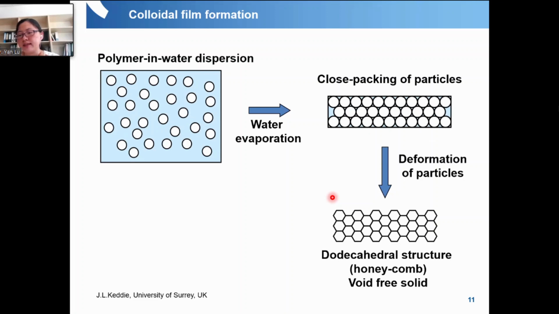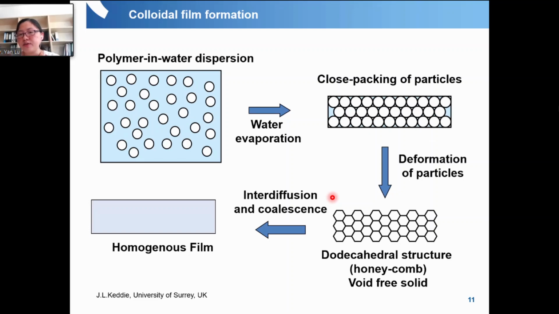Depends, of course, on the glass transition temperature of the polymers. If the glass transition temperature is lower, then you will have deformation of the particles. And also, if you have a lower glass transition temperature, then you have interdiffusion and coalescence of the deformed particles. In the end, you will have a homogeneous film. So this is the total procedure for the formation of colloidal films.